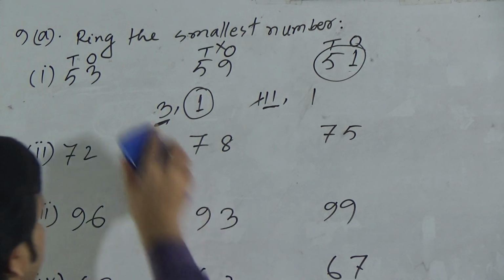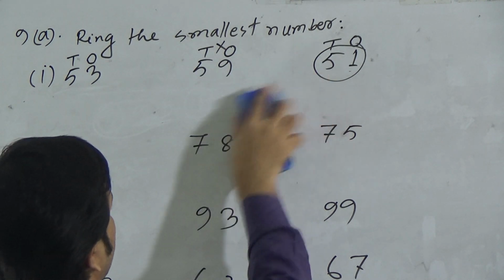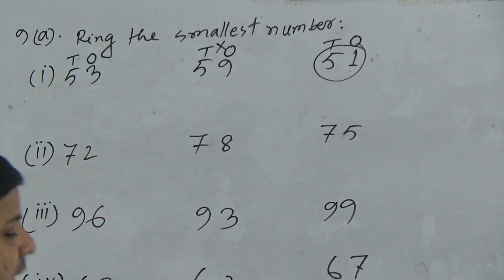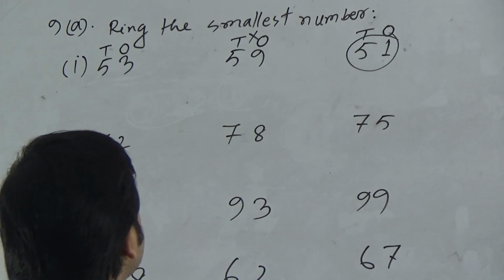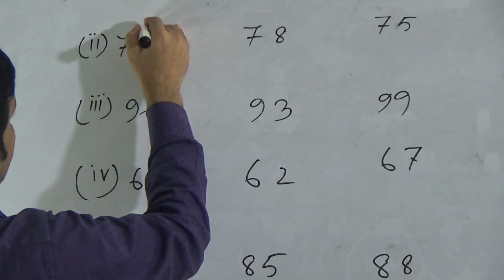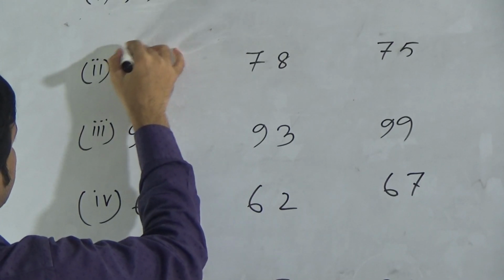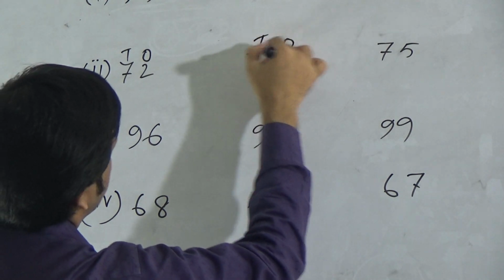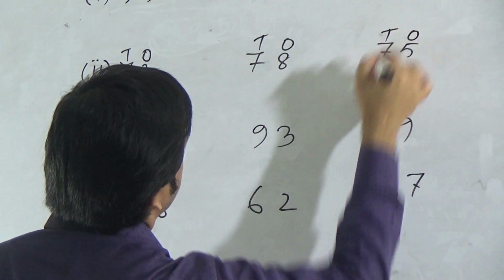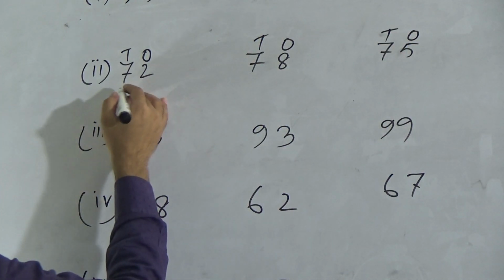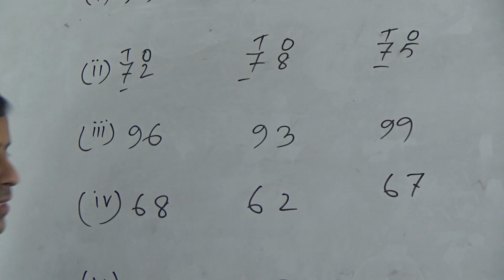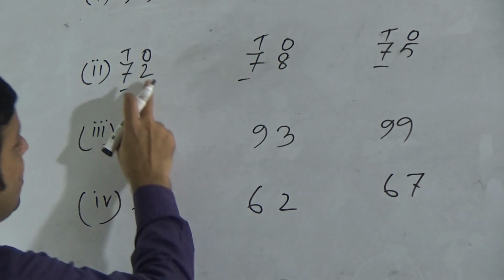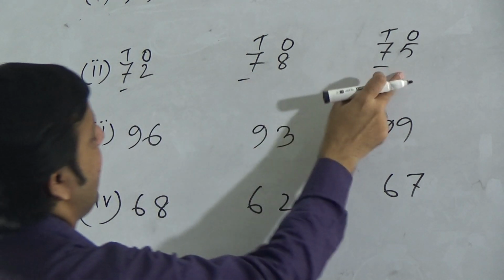Now, we'll go to the second question. What is the second question? 3 numbers are given, 72, 78, 75. So, we have to compare. To compare, we can write again the 1's and 10's places. Dear students, now notice that the tens place is always the same. In this case also, the tens place is the same. So, we have to compare only the 1's place, 2, 8 and 5.